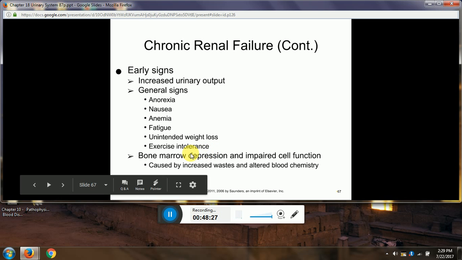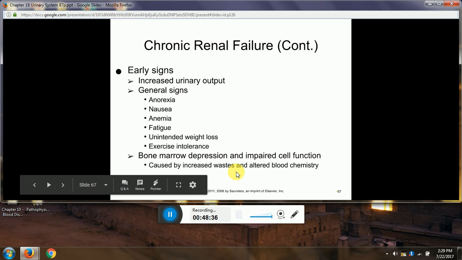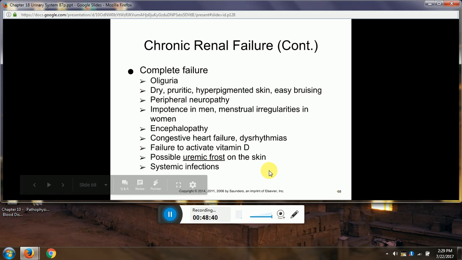Other early signs are bone marrow depression and impaired cell function because, again, of the toxins that are remaining within the body, and it's caused by the increased wastes and the altered blood chemistry. Complete failure, we kind of talked about a lot of these. So oliguria is a very bad sign when it comes to renal functions.